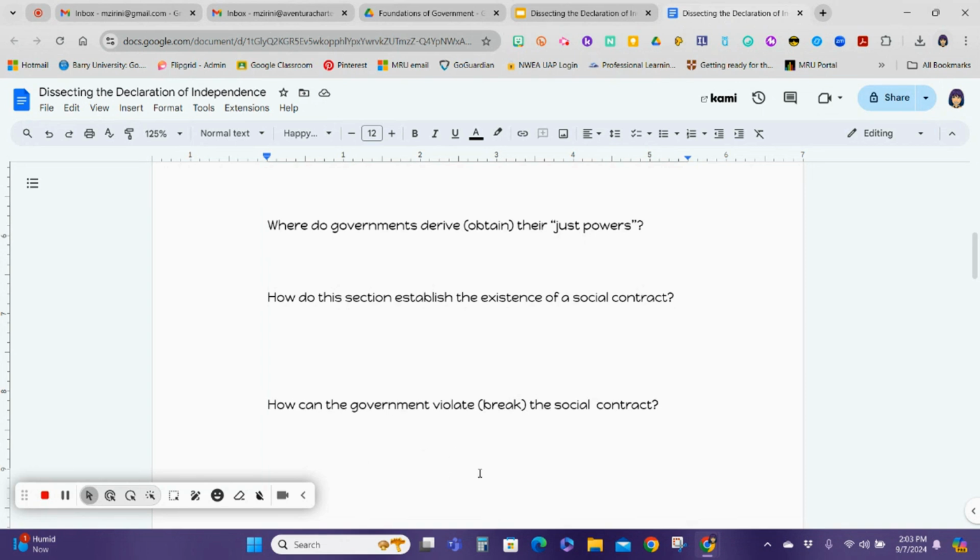And that's leading into that next question. How does a government break the social contract? When it becomes destructive, when it no longer protects those unalienable rights, a government now has broken its part of the social contract.